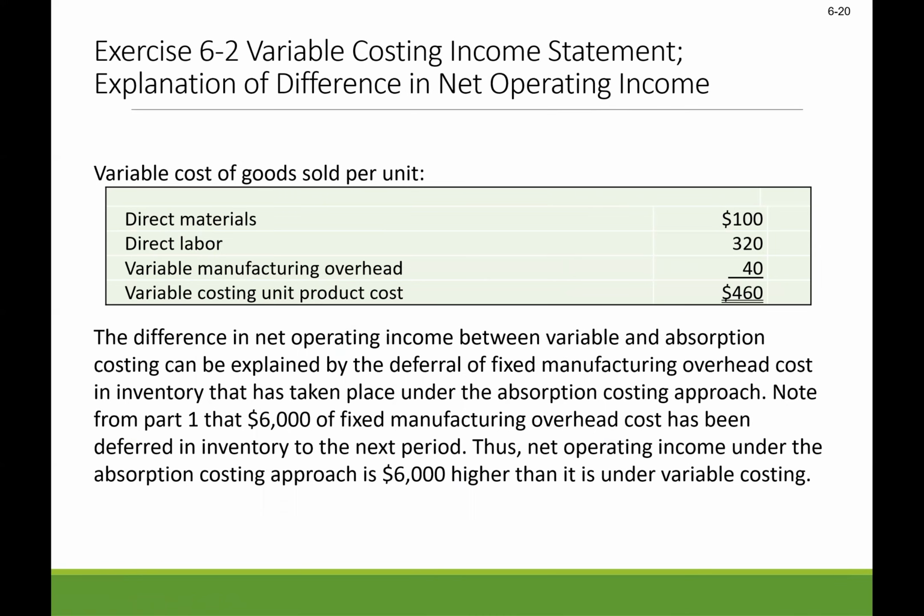Note from part 1, $6,000 of fixed manufacturing overhead cost was put on the balance sheet in inventory. So know that income under absorption is going to be higher than under variable.